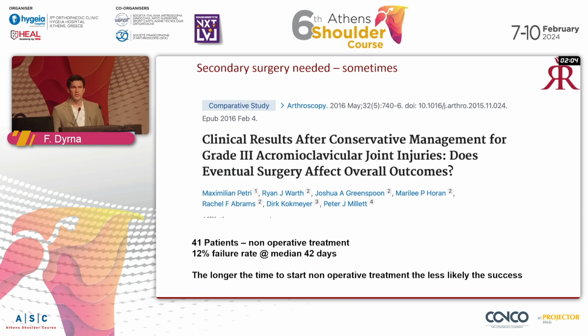Nevertheless, there are patients who need surgical treatment afterwards. Peter Millett shows in a study of his that 41 non-operatively treated patients had a 12% failure rate somewhere around the 6 week mark. And then he figured the longer they wait to start the non-operative treatment, the less likely they were to recover.